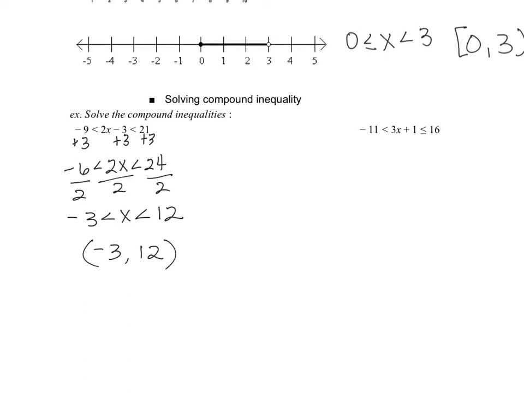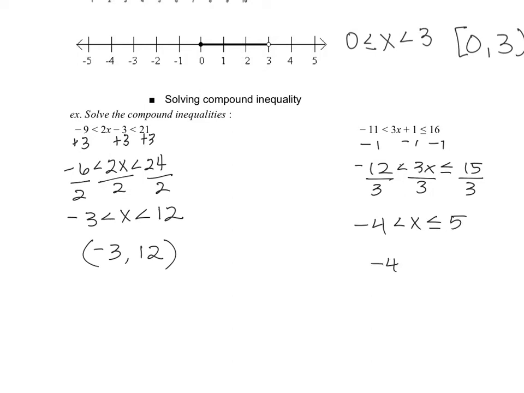We're going to do something similar on our next example. So I have that 3x plus 1 in the middle, and my first step is going to be to subtract 1 from all the sides. So negative 11 minus 1 is negative 12, less than 3x, less than or equal to 15. Then we're going to divide every number by 3. And negative 12 divided by 3 is negative 4, less than x, less than or equal to 5.